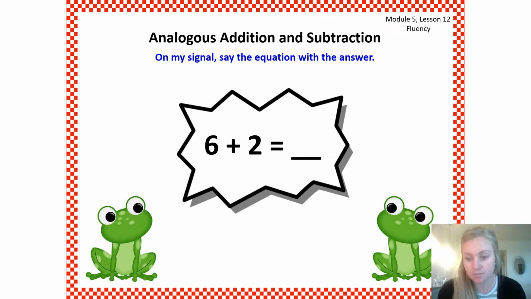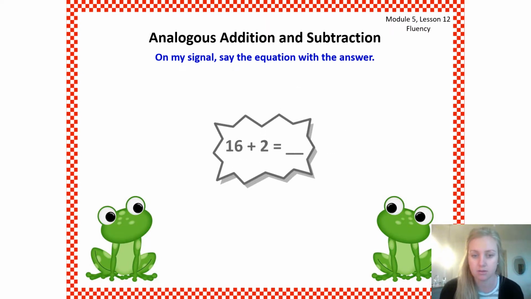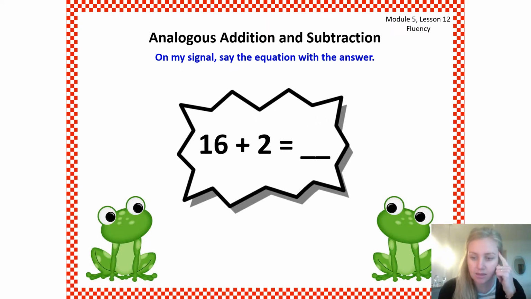On my signal, you're going to say the entire equation with the answer. So it's going to sound like this. 6 plus 2 equals 8. And you'll wait for my signal before you say the equation. Think, think, think. Say the whole equation. Get ready. Yes, 16 plus 2 equals 18.